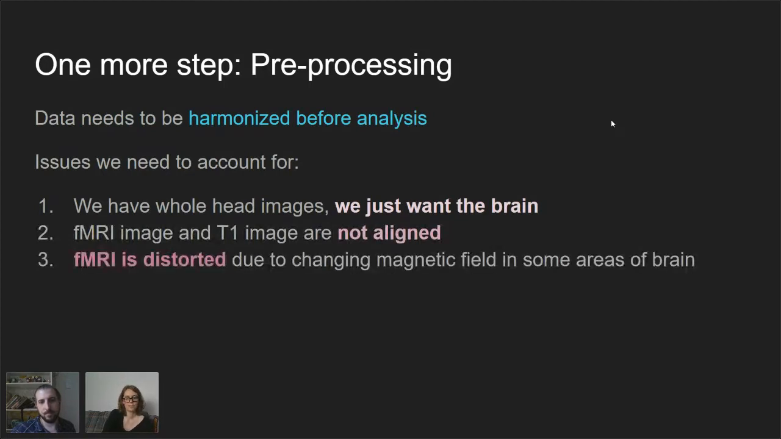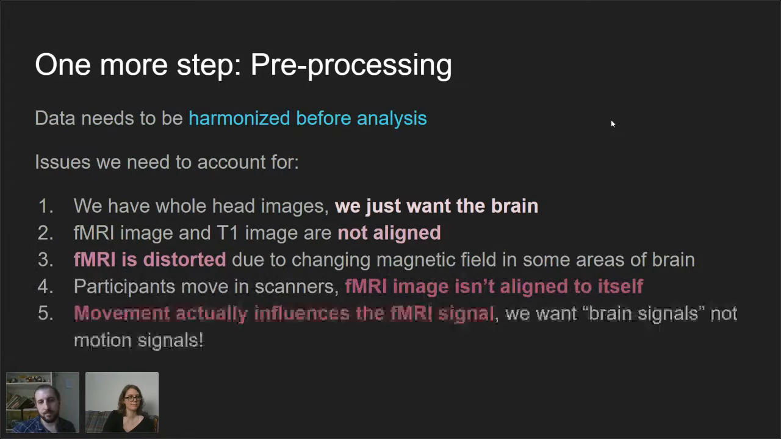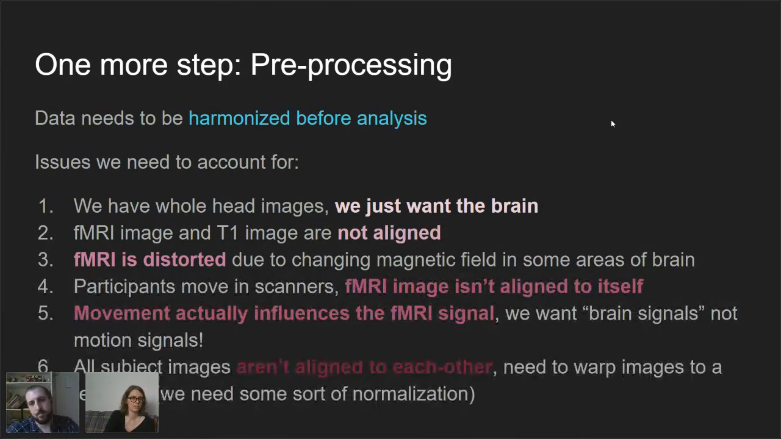fMRI, this is a large problem, gets distorted, especially around the area of your nose and your ears, because that's where air pockets exist in your brain. And sometimes we have some techniques that can help with that distortion a little bit. Participants and scanners move, so they're not actually even aligned to themselves. And movement actually influences the fMRI signal in bad ways that we sometimes need to account for additionally.